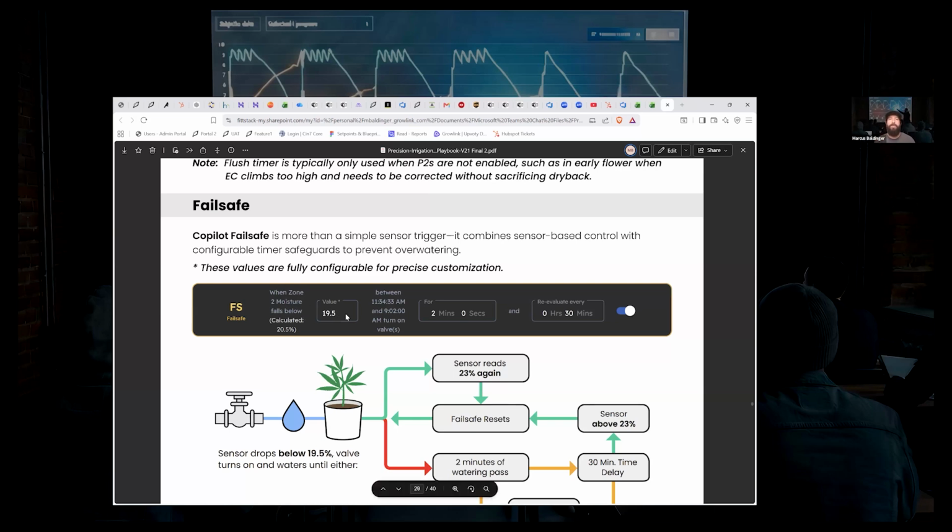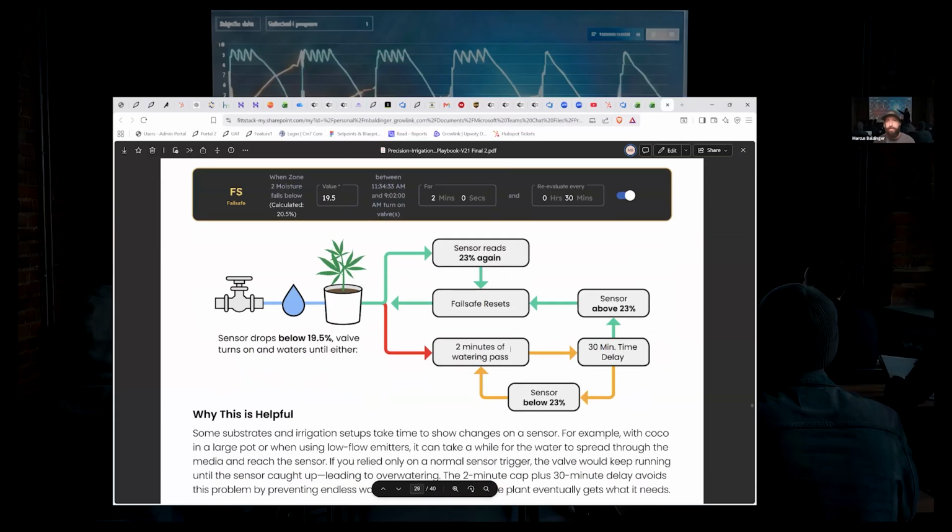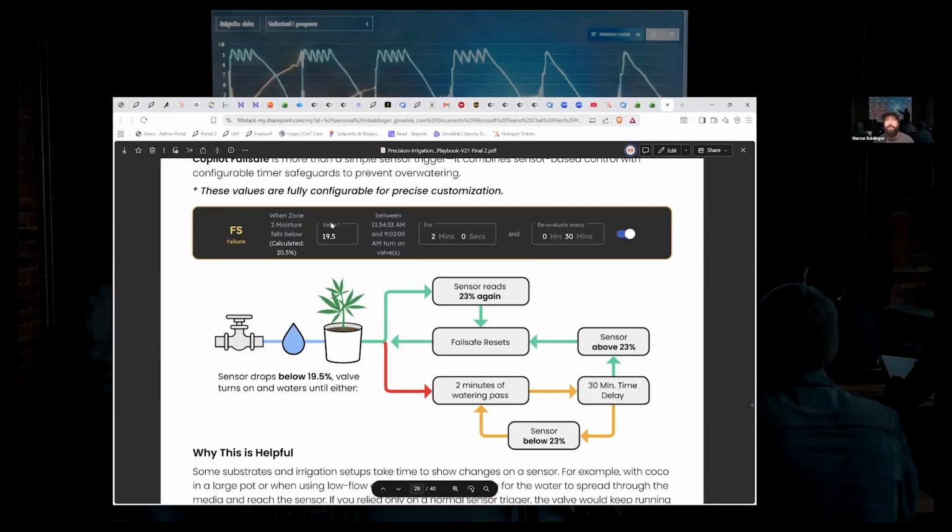You can enter your trigger point here. It says when zone 2 moisture falls below, and then you enter whatever minimum threshold number you want. Basically, and we have a little diagram here to explain this, it's going to do one of two things. It's going to kick on a valve and start irrigating, either on a live sensor or until a max runtime has been hit.